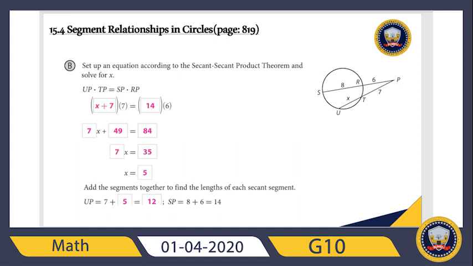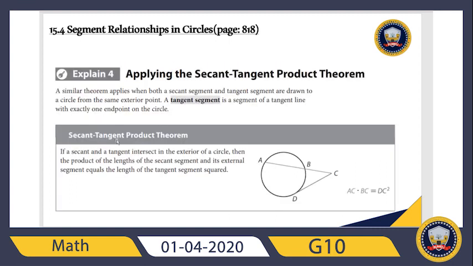Okay, finally, let's finish up with this theorem. It is called the secant tangent theorem. So we had the chord theorem, we had the secant theorem, now we have the secant tangent theorem. Now in this circle, AC is a secant and CD is a tangent.